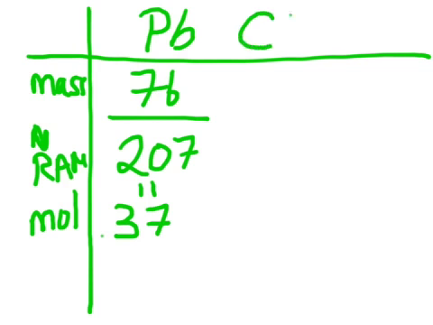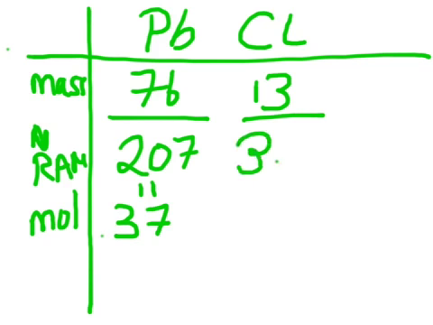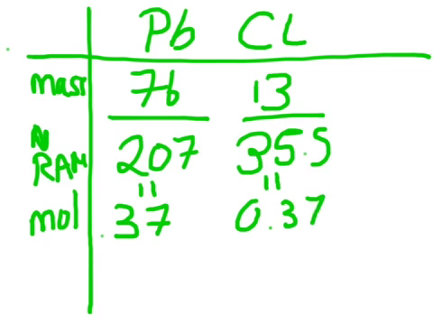So we had chlorine. We said we had 13 grams of that, and the relative atomic mass of chlorine is 35.5. Now you could round up to 36. Do the same thing. 13 divided by 35.5. And you'll notice that also equals 0.37. What a coincidence. Suspiciously so.